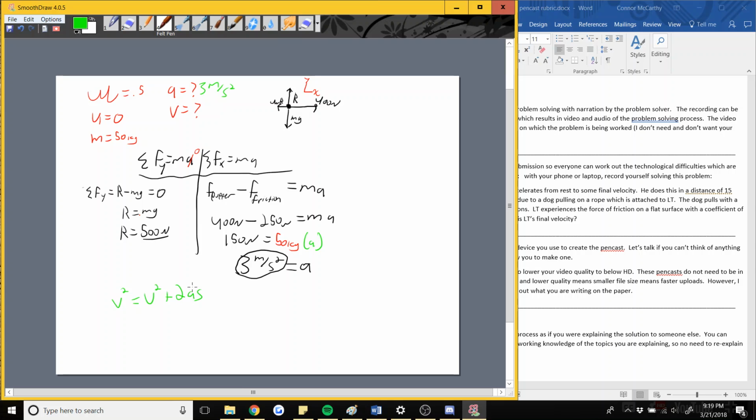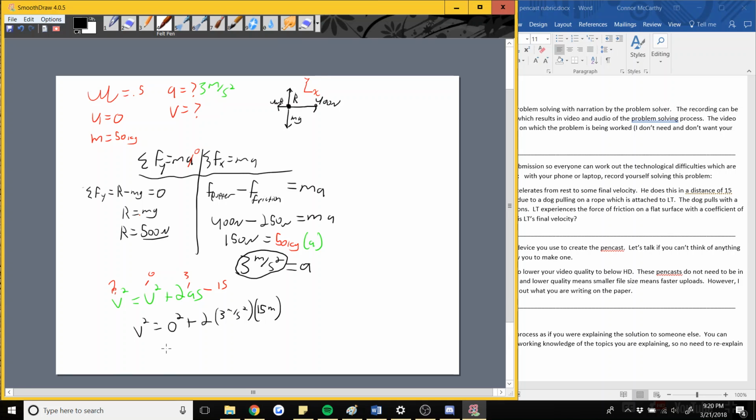And so, let's think of what we have. We already have this, 0. We don't have this, that's going to be a big question mark. We have this, 3. And we have this. If you go back to the problem, distance of 15 meters. And so, why don't we put all this together? We get v squared, which we don't know, equals 0 squared plus 2 times acceleration, 3 meters per second squared, times the distance, 15, oh yeah, meters.